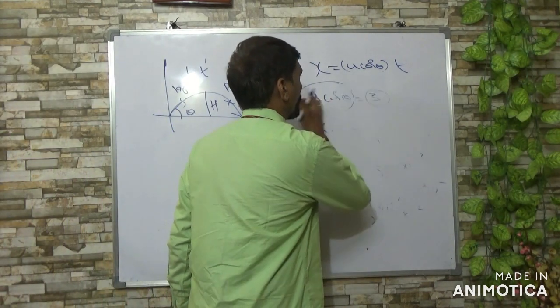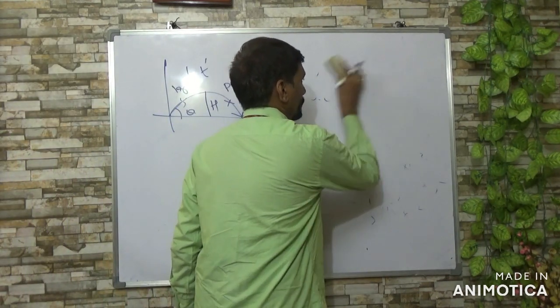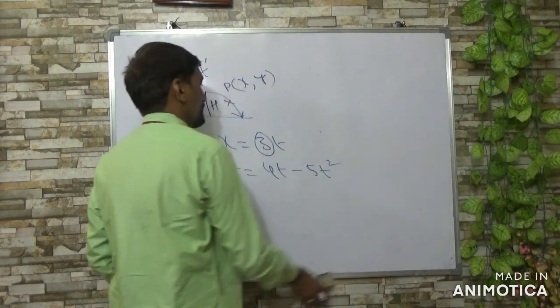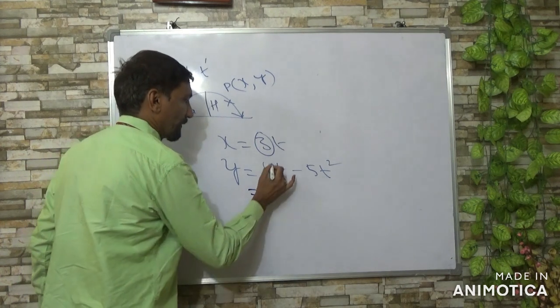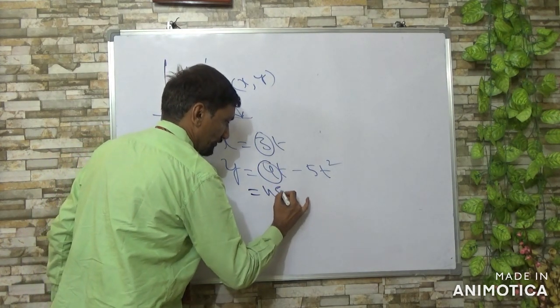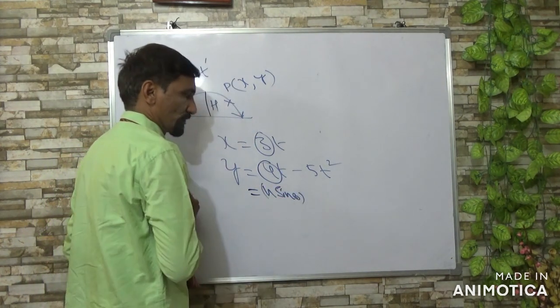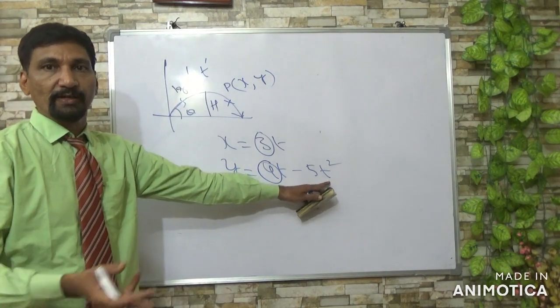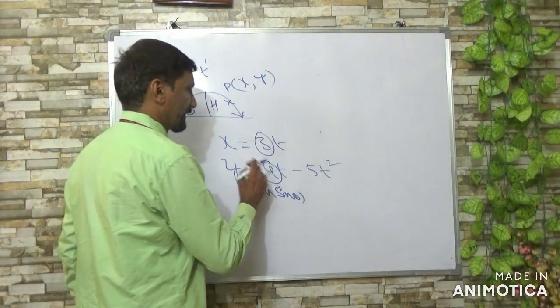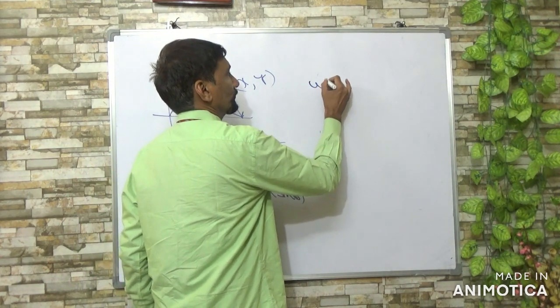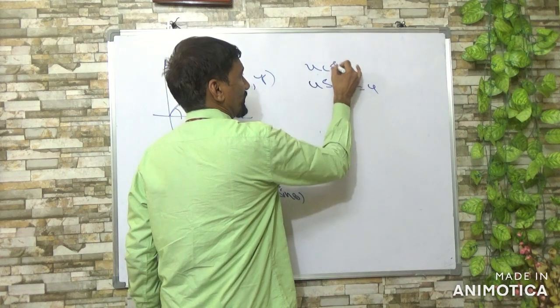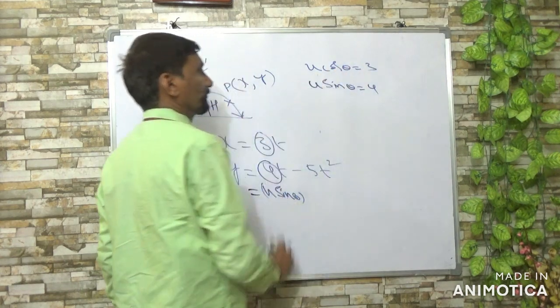Okay, now you want to find flight, height, range. So similarly when you compare, u sine theta, right? The other one is half gt square, no? So u sine theta again 4, u cos theta again 3.